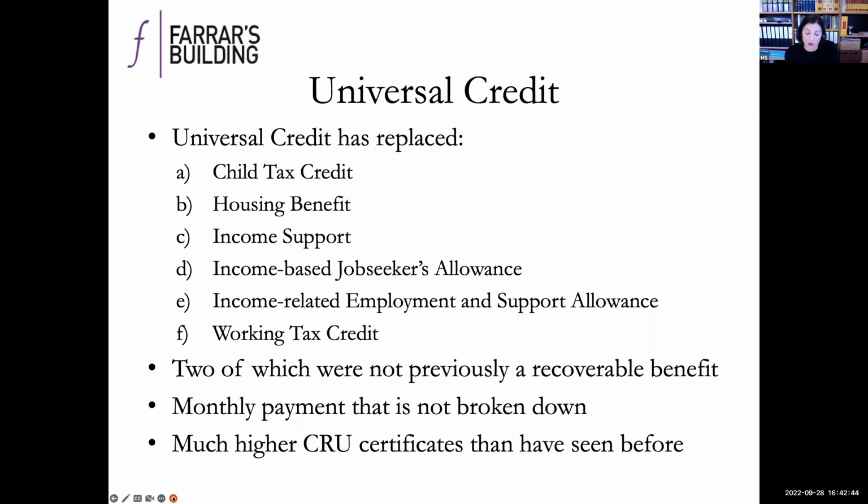So the majority of claimants, if they're receiving benefits, will be receiving universal credit. The reason that makes things controversial is because certificates have increased so much. It is now not uncommon to be seeing certificates in the tens of thousands of pounds. If it's a long-standing claim, sometimes certificates of 40, 50,000 pounds. And that can be a real thorn in the side of a settlement, and it really can impact whether or not a claim is going to be settled.